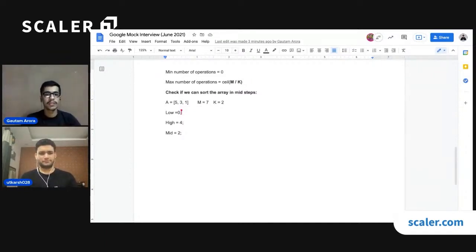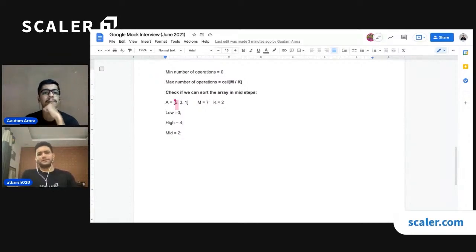It is also possible that it may not be possible to make it 0. If the first element, let's say, is 1 and we have number of operations 2, then we can make it at max 5. We cannot make it 0. Okay, yeah, I got it.